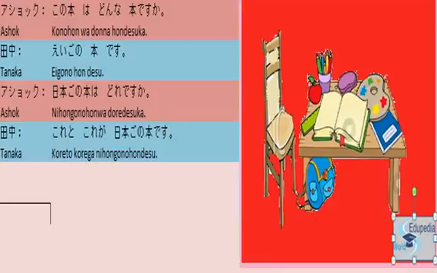Mr. Ashok, この本はどんな本ですか? What kind of book is this? Miss Tanaka, 英語の本です。It's an English book. Ashok, 日本語の本はどれですか? Which one is Japanese language book? Miss Tanaka, これとこれが日本語の本です。This one and this one are Japanese language books.